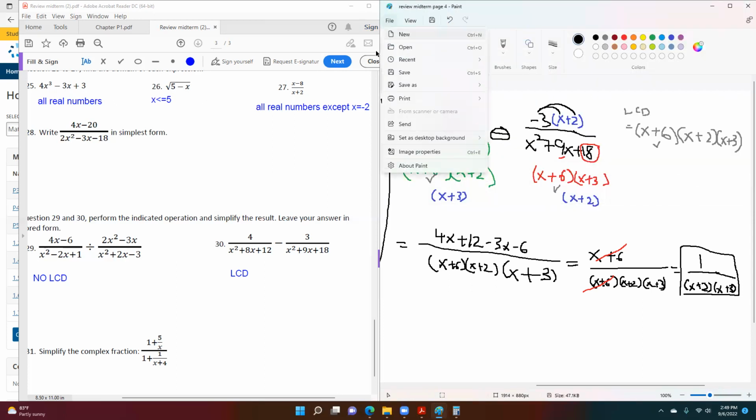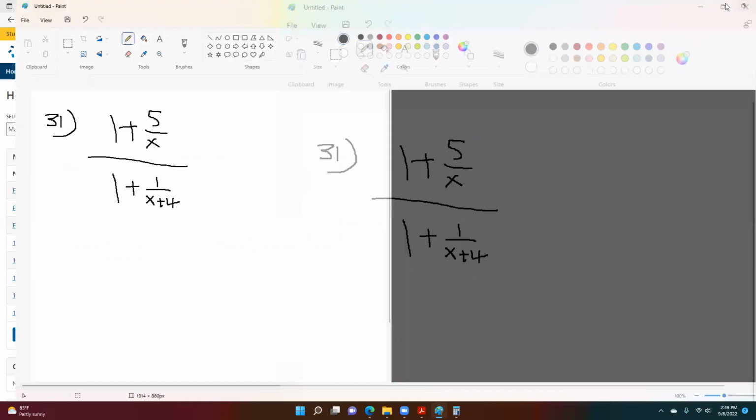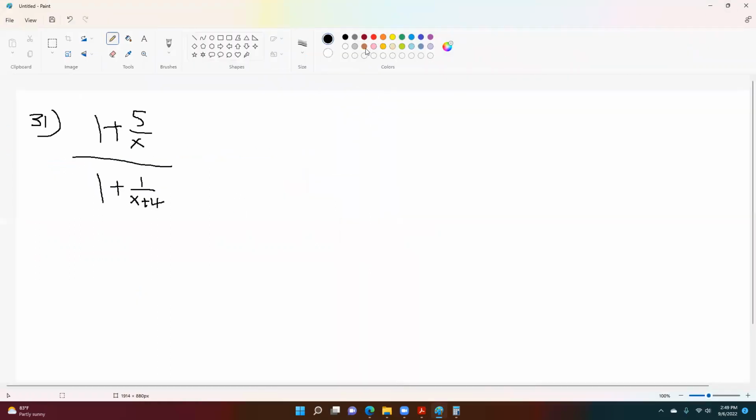And the last one we're going to do is question number 31. This is the last question. And this question 31 is a complex fraction, which you learned in my class today. So in order for us to do question number 31 here, you have to find the LCD on the top and you have to find the LCD on the bottom. So let's do the top one first, the numerator, LCD. Now this one is over 1. So anyone know what's the LCD on the top part here?